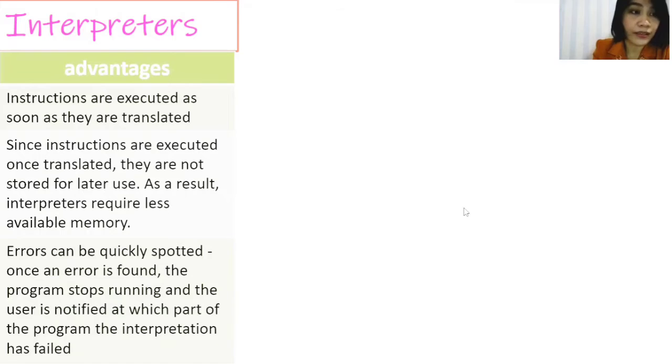First, advantages. Instructions are executable as soon as they are translated. And since instructions are executed once translated, they are not stored for later use. As a result, interpreters require less available memory. Errors can be quickly spotted. Once an error is found, the program stops running and the user is notified of which part of the program the interpretation has failed.